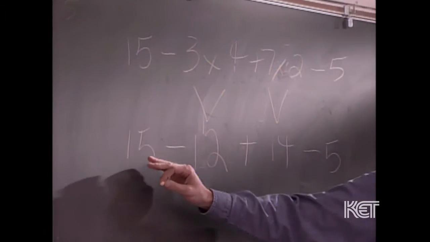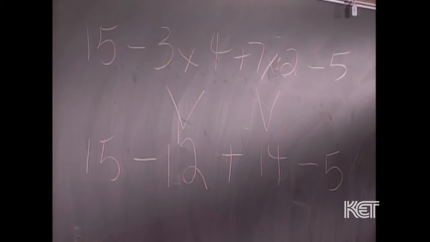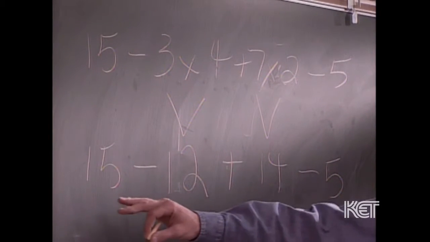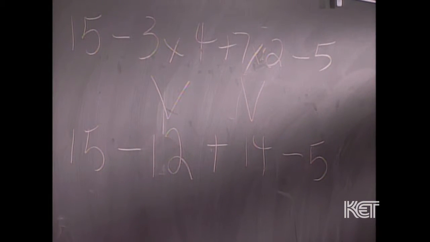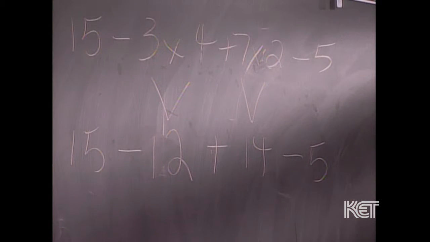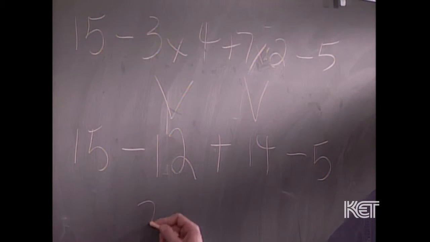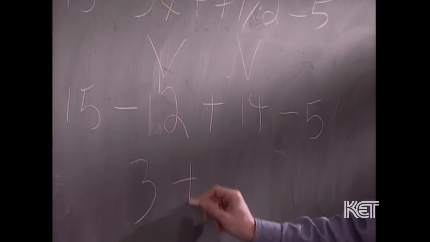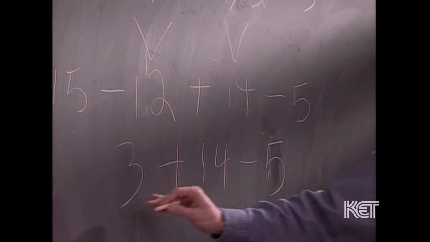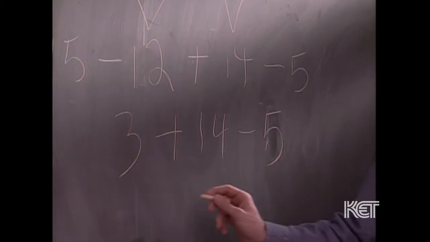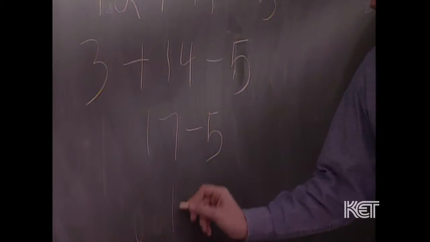Again, stepping back and looking at the whole problem, left to right. If we look at the order of operations, it says add and subtract. So we can just work from left to right, adding and subtracting. So we have 15 minus 12. 3. If it helps you to keep organized, just rewrite the whole problem again. 3 plus 14. 17. Minus 5. 12. So our final answer is 12.